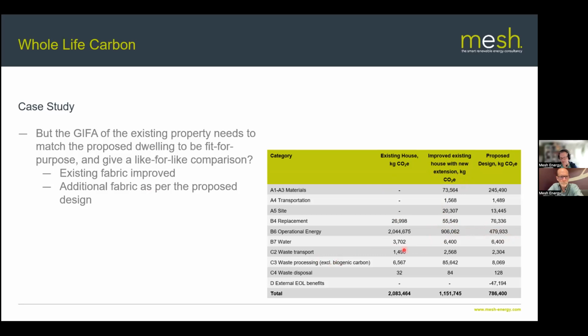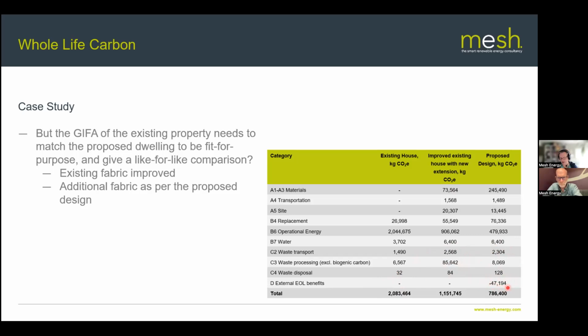But of course, with the increase in floor area, there's likely to be an increase in potable water consumption. And then there are waste transport figures associated with demolition and waste processing. And then we have waste disposal. But what was really important is this figure down here.